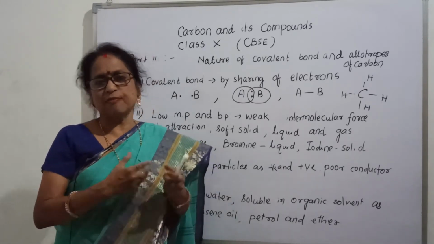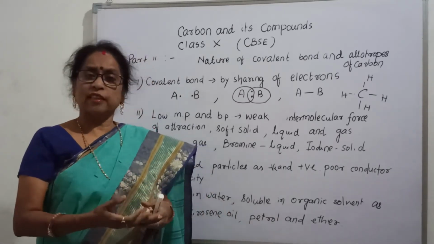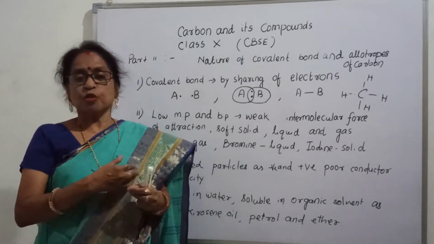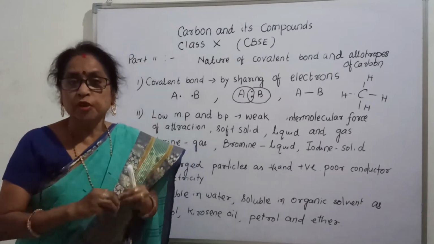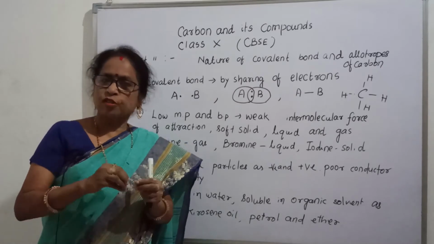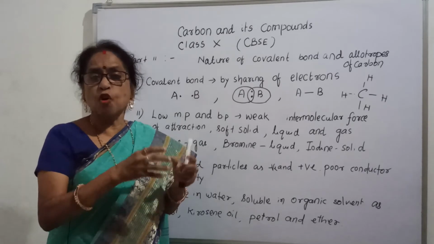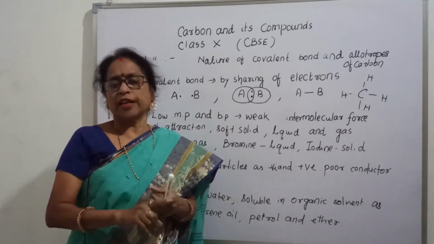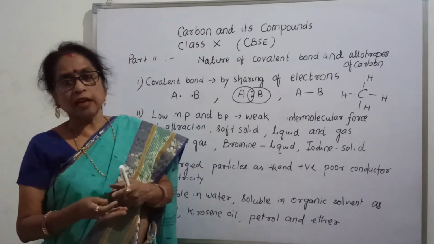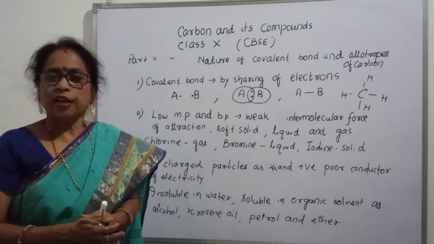What are the organic solvents? Benzene, alcohol, petrol, ether, kerosene oil, all are called organic solvents. So organic compounds are soluble in organic solvents. Covalent compounds, that means having covalent bonds, are soluble in organic solvents. What is an organic solvent? Examples I told: petrol, ether, kerosene oil, benzene, alcohol. These are all called organic solvents.